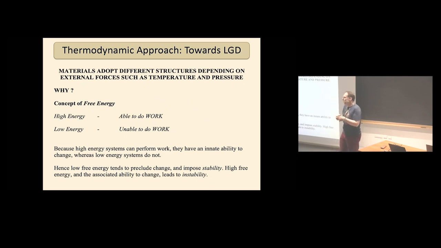Low free energy, a very low capacity to do any work, therefore a very low capacity to make any change spontaneously, and therefore stable. So we equate high free energy with instability and low free energy with stability. The upshot is that systems will always tend to spontaneously change in a manner that reduces their free energy.